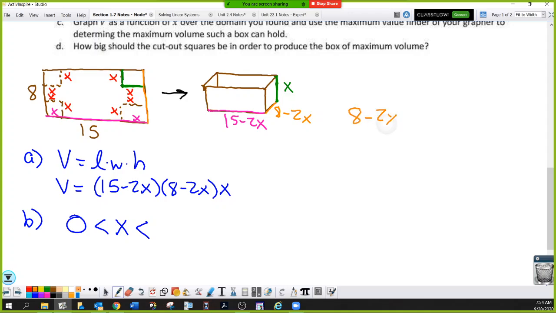So 8 minus 2x equals 0. So 4 is the absolute maximum x could be. And if you did cut out a square of side length 4, you would again not have a box. So we can't actually get to 4. Our domain exists between 0 and 4.